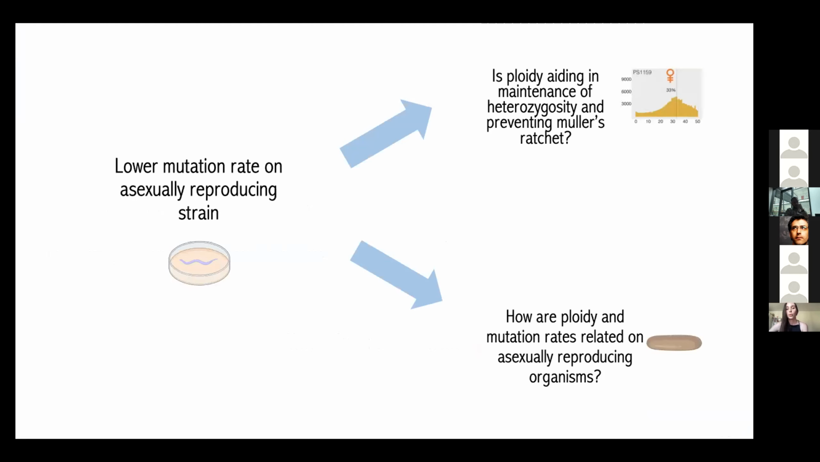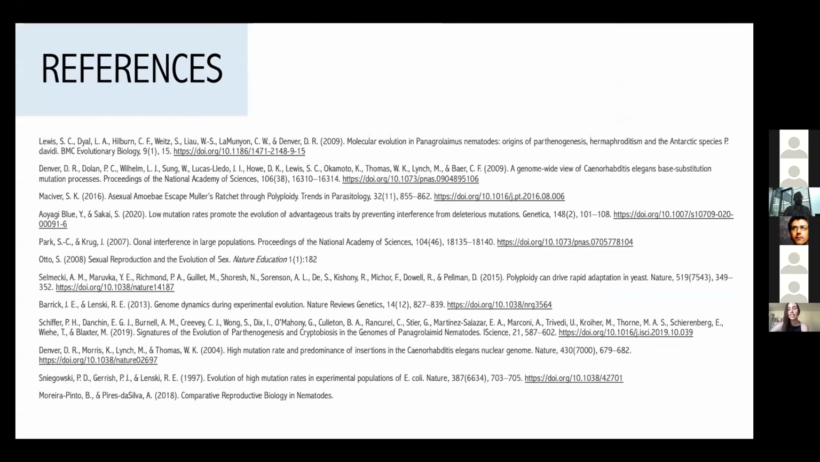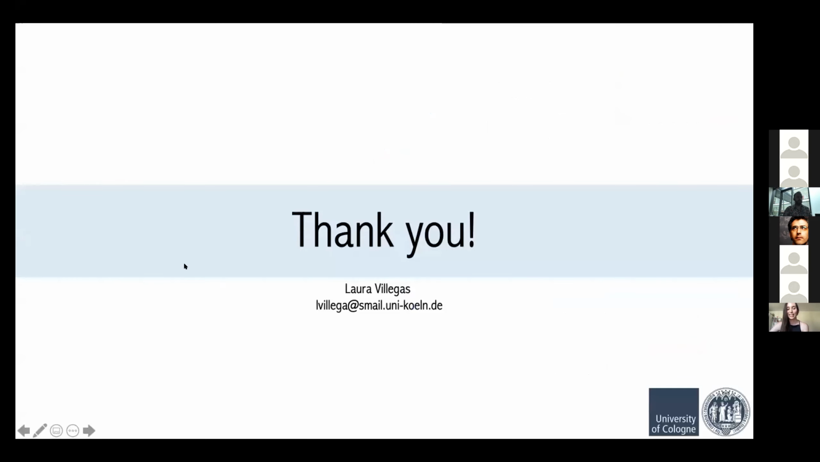So in general, we can say from my talk that we found a lower mutation rate on the asexually reproducing strain. However, we would still like to know if ploidy is aiding maintenance of heterozygosity and preventing Muller's ratchet on these asexual strains, and also understand how ploidy and mutation rates are related in asexually reproducing organisms. And with that, I would like to end my talk. These are my references, and thank you for listening.